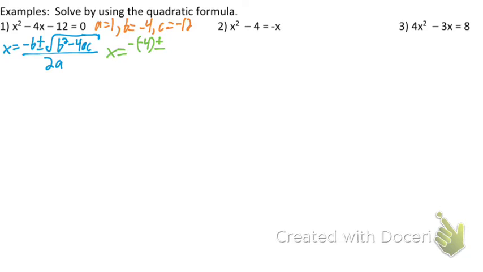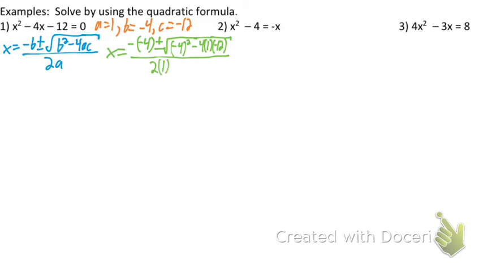Plus or minus the square root of b squared. So what's being squared? Negative 4 is being squared. Minus 4 times a times c. So what's my a? 1. What's my c? Negative 12. All over 2 times a, which is 1.